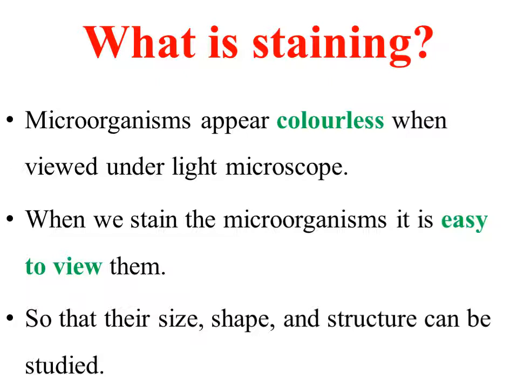The process of giving color to the microorganism and making it contrast to the environment or to its background is called staining. Staining is a method through which you add color to the bacteria and make it more evident to see under a microscope. So it is easy to view them. Only if it is easy to see them, you can study their size, shape, structure, and their internal organelles.